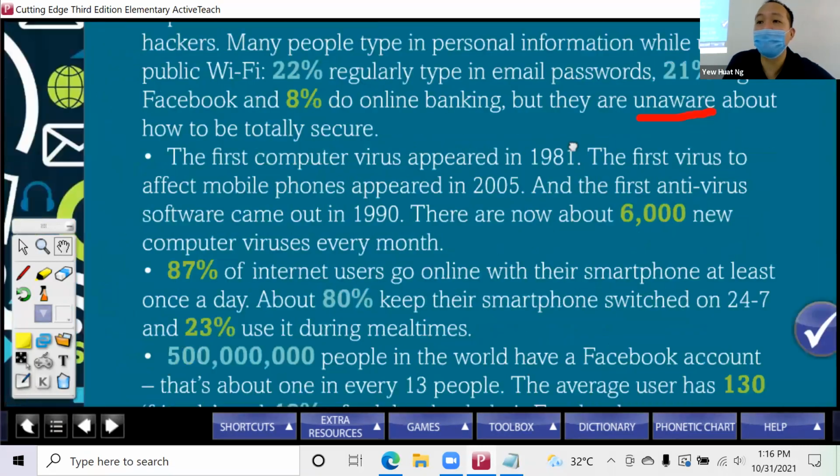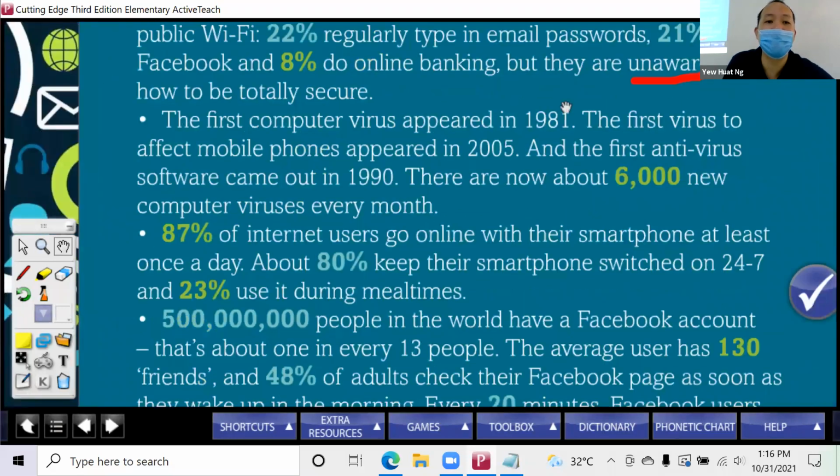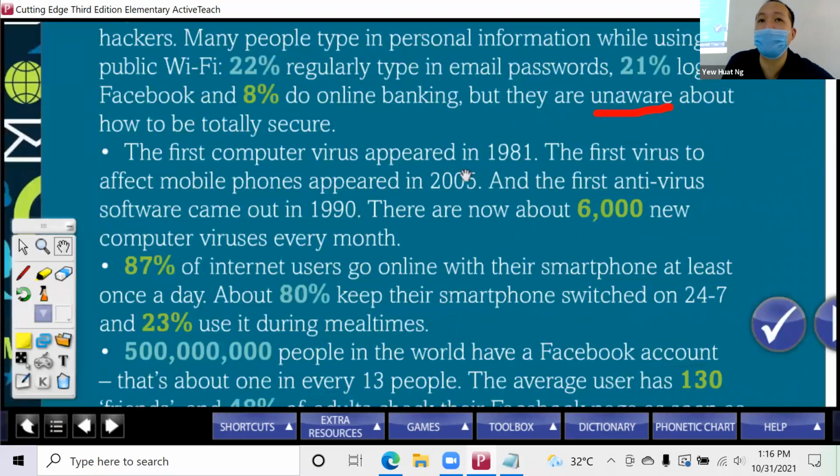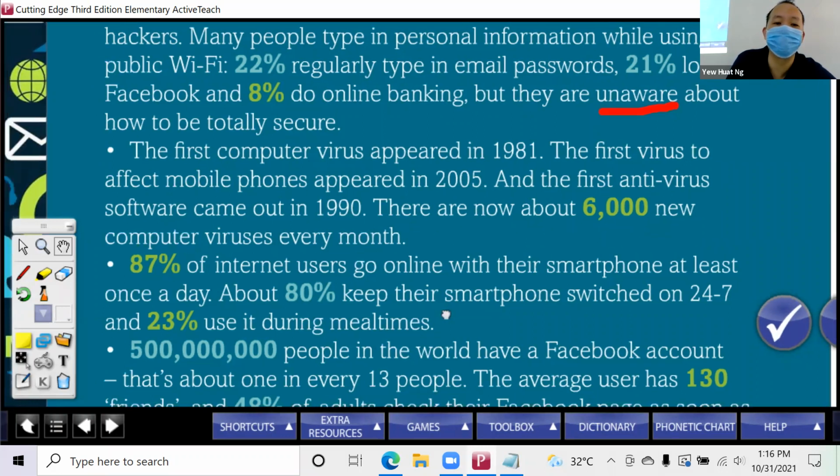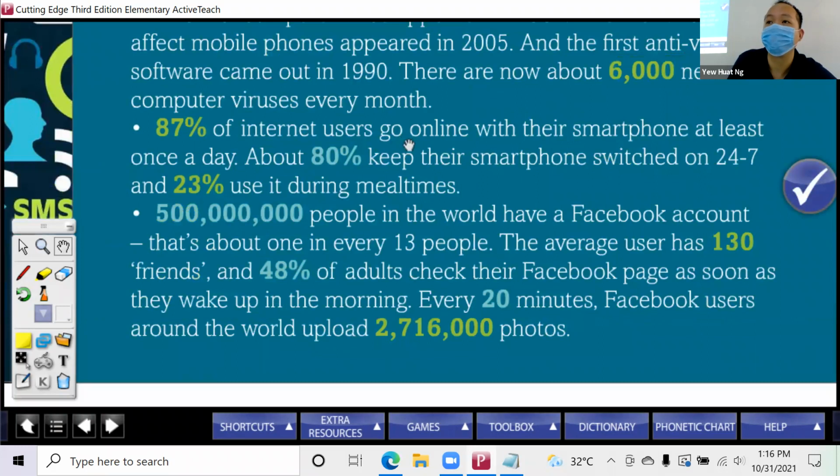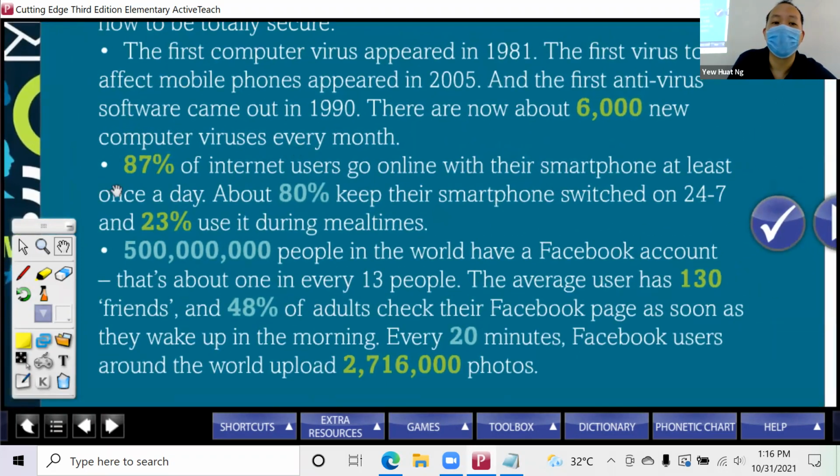All right, next, let's go. The three of you have read. First computer virus appeared in 1981. The first virus to affect mobile phones appeared in what? 2005. And the first antivirus software came out in 1990. There are now about 6,000 new computer viruses every month. 87% of users go online with their smartphone at least once a day. About 80% keep their smartphone switched on.